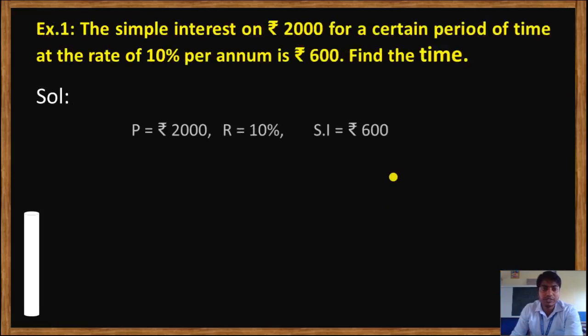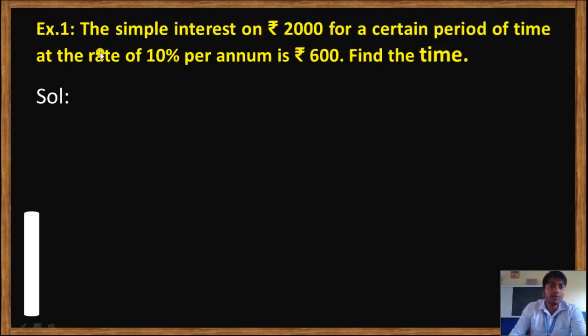Now let me solve some examples. Example number 1: the simple interest on rupees 2000 for a certain period of time at the rate of 10% per annum is 600. So this 600 is the simple interest, the principal is given here as 2000, and the rate is given here as 10%. So find the time. Now we have to find time.